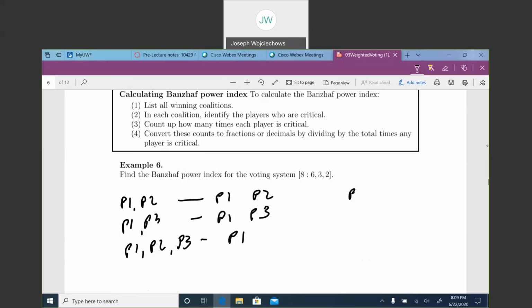So player 1 is critical 3 times. Player 2 is critical once. Player 3 is critical once. Now convert these counts to fractions by dividing by the total times any player is critical, which is 5. So the power index for this is 3/5, 1/5, and 1/5.